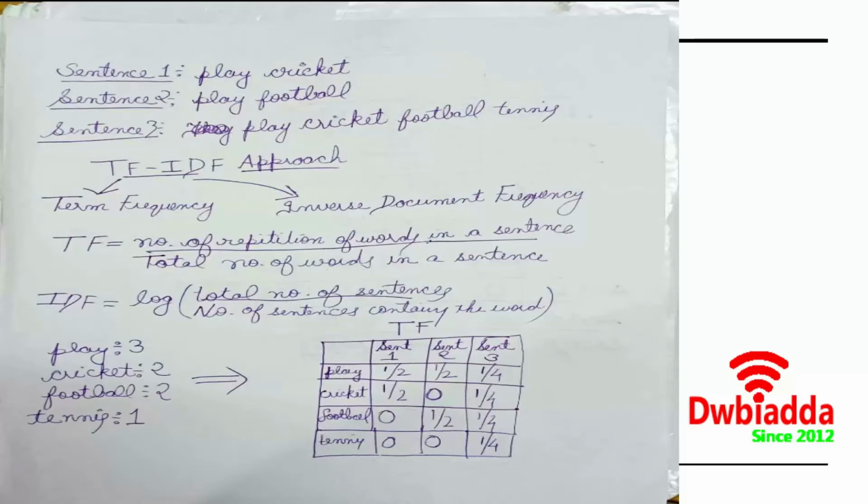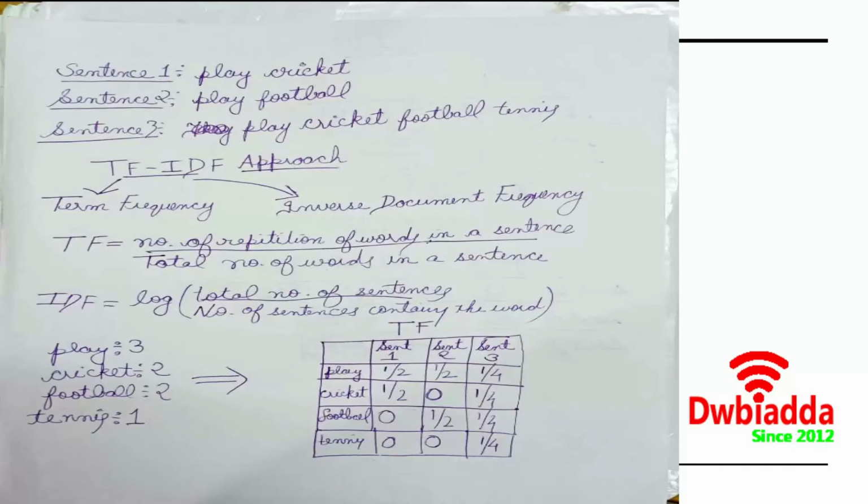You have the formula for TF and a separate formula for IDF. The formula for TF is the number of repetitions of a word in a sentence divided by the total number of words in a sentence. A very easy formula written in English. Similarly, the formula for IDF is log of the total number of sentences upon the number of sentences containing the word. Don't worry about this. I will explain how it's done and how everything is calculated.